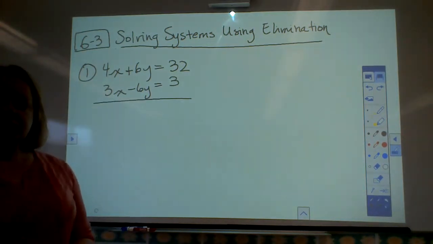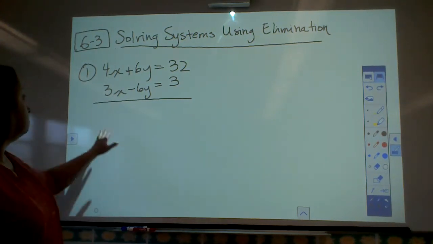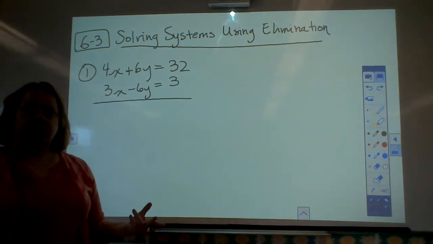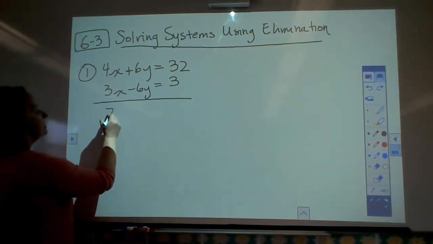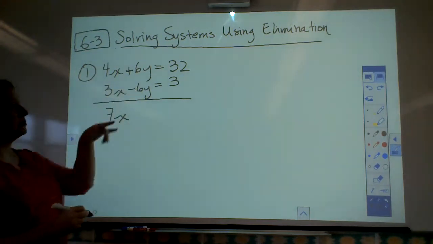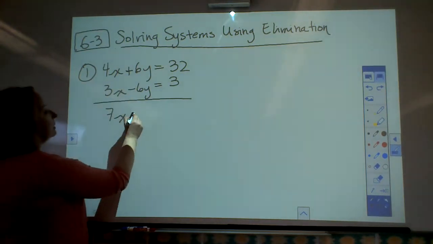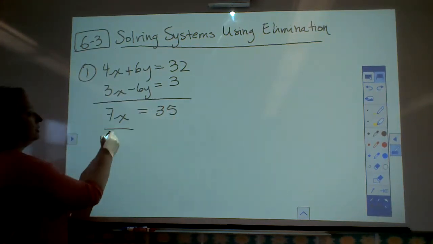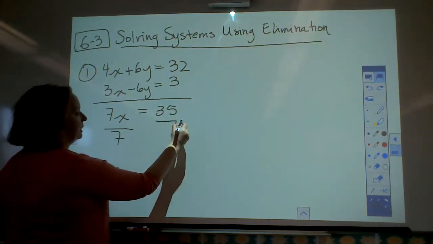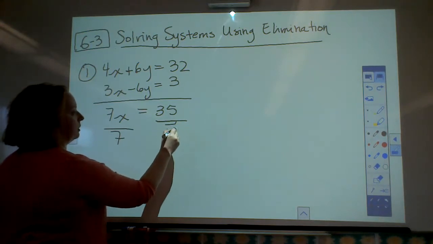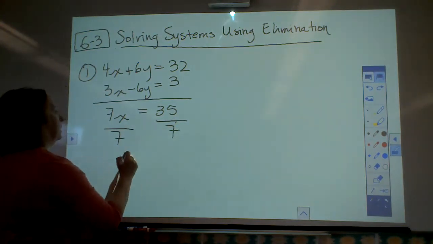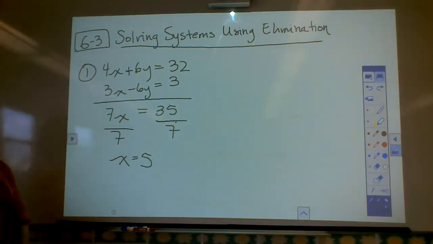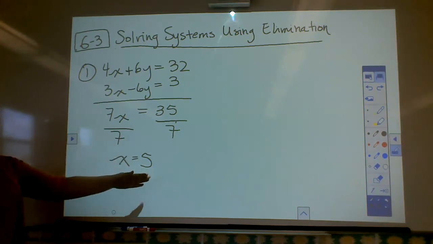All right, so what we're going to do is we're just going to add the terms together, the x's and the y's and the constants, and then solve the system. So we get 7x. These terms cancel out, which is what we want, and it's equal to 35. Divide by 7. And we get x is 5. Okay? So all we did was just add these together and found that x is 5.